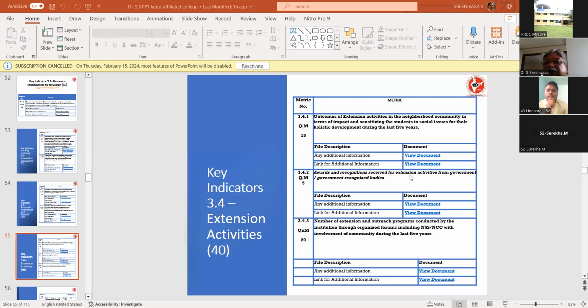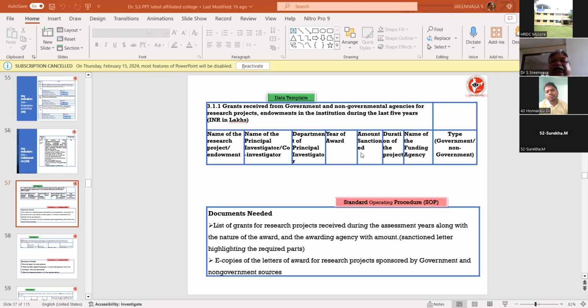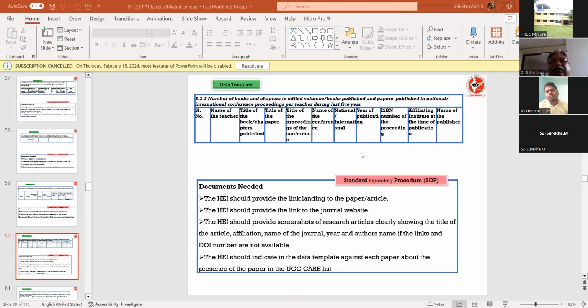Awards and recognition for extension activities. See, by the government and government recognized bodies, right? So if your NCC and NSS students get recognition from the government and others, those recognitions have to be recorded here. Number of extension outreach programs conducted by the institution through the organized forums, NCC, NSS, etc. Same type of question. And these data templates are there. These are the things. Okay.